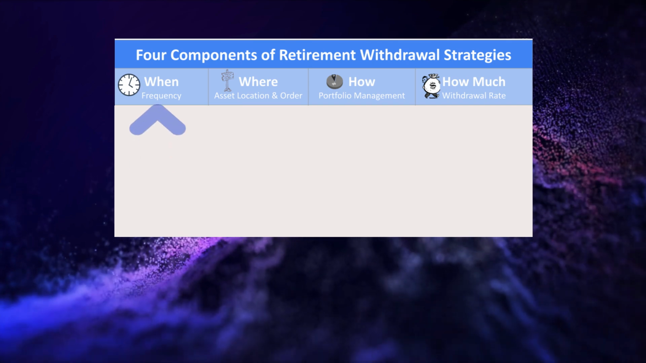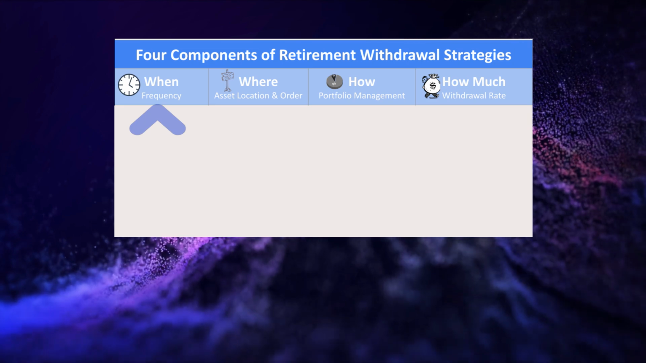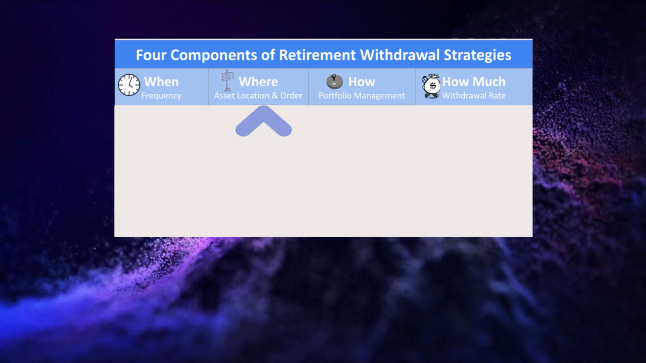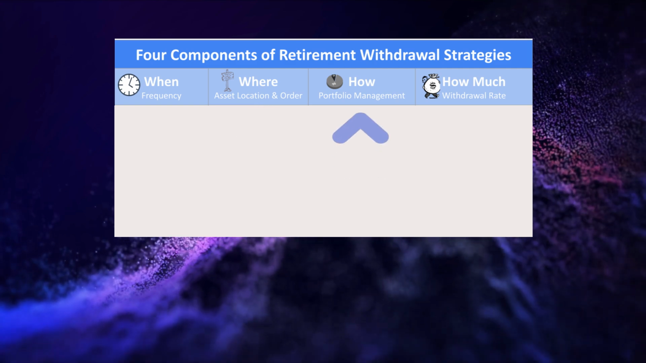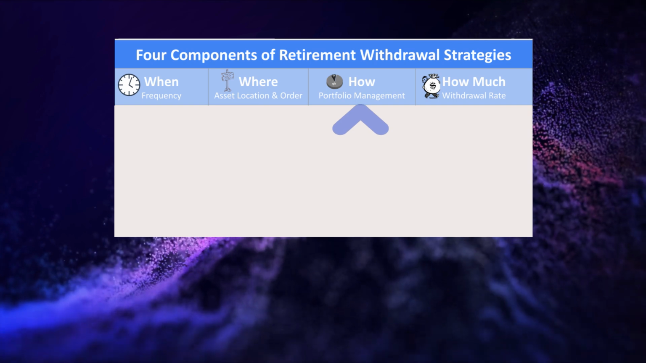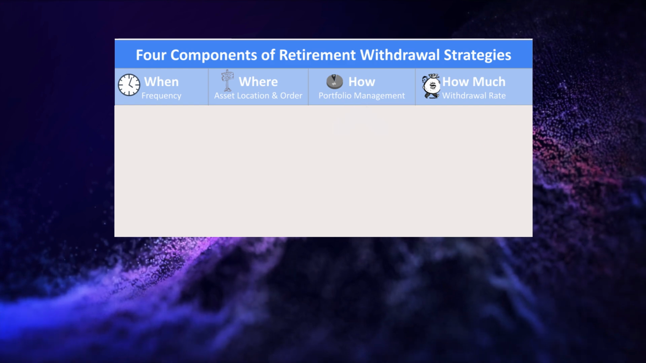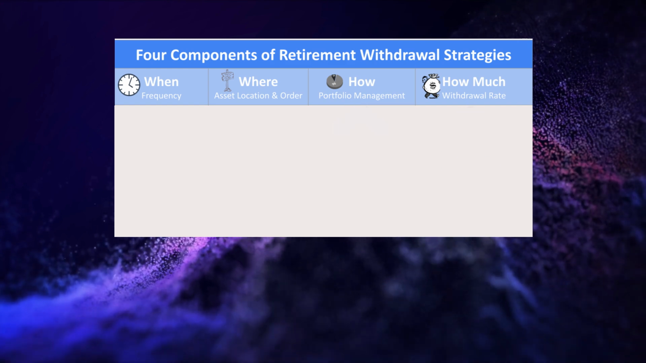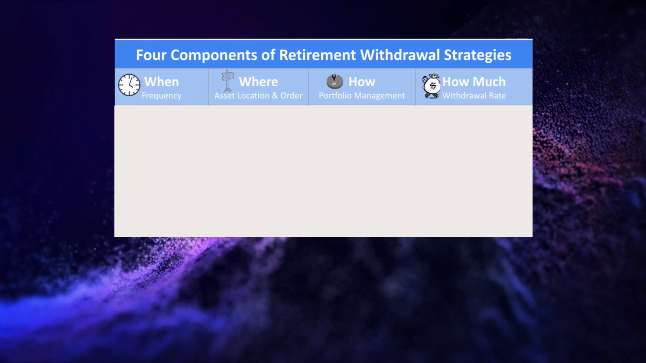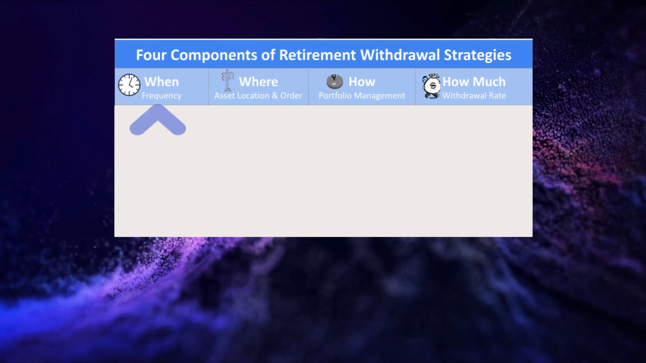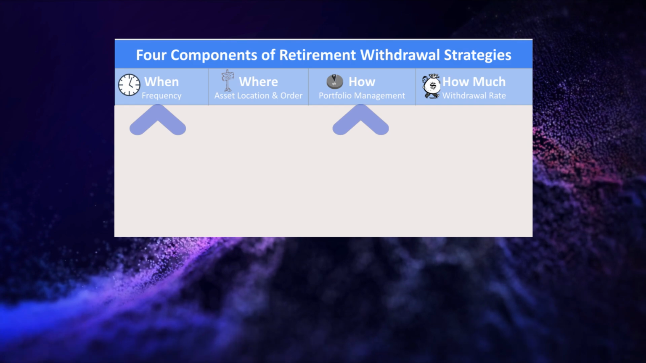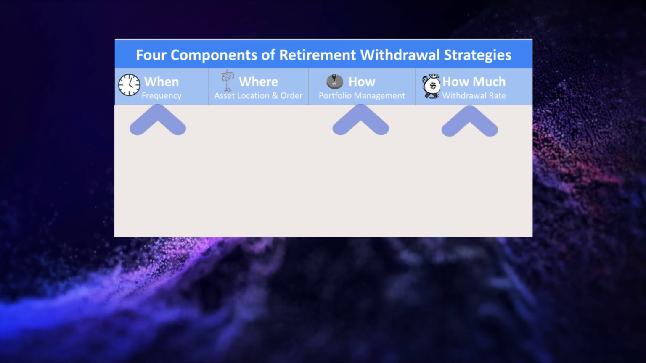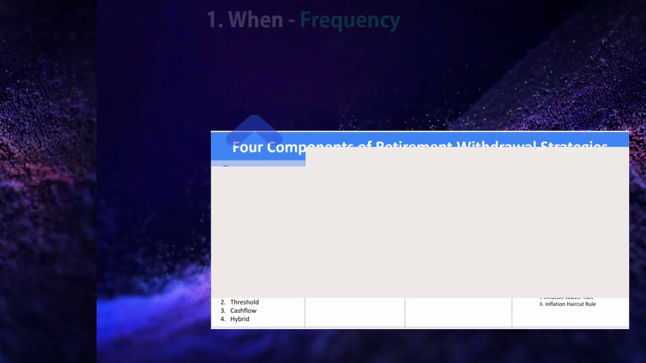When is about how often you make withdrawals and rebalance your portfolio. Where is about asset location and the order in which you withdraw from your various accounts. How is about how you manage your portfolio when you're making withdrawals. How much is about deciding on your withdrawal rate. Each of these is a separate decision you need to make. For example, deciding how often you'll make withdrawals is a different choice from deciding how you'll manage your portfolio or how much you'll withdraw each year. Let's dive a bit deeper into each of these components.